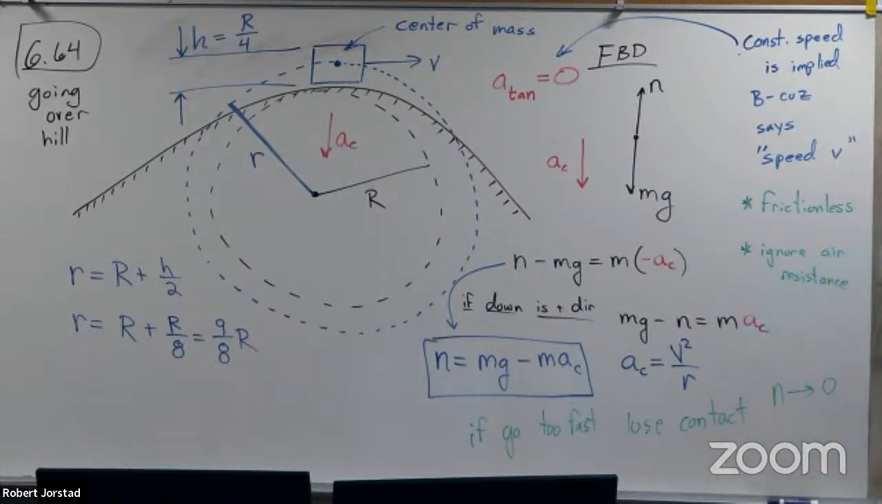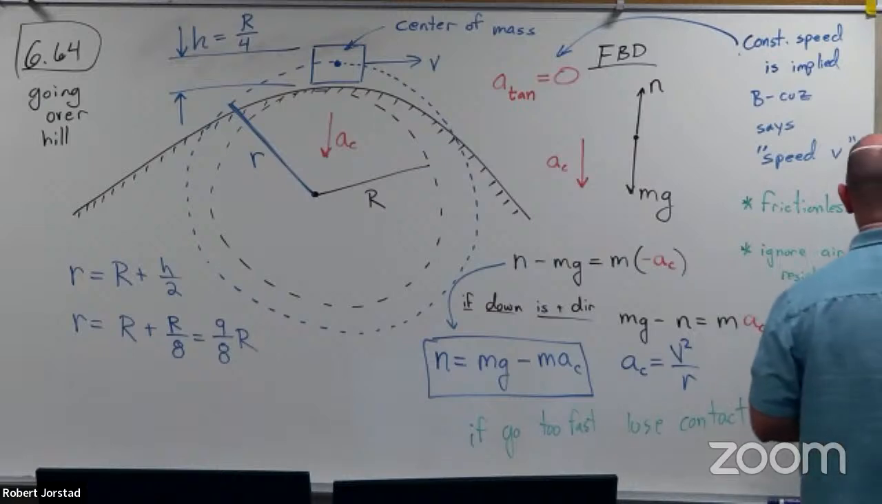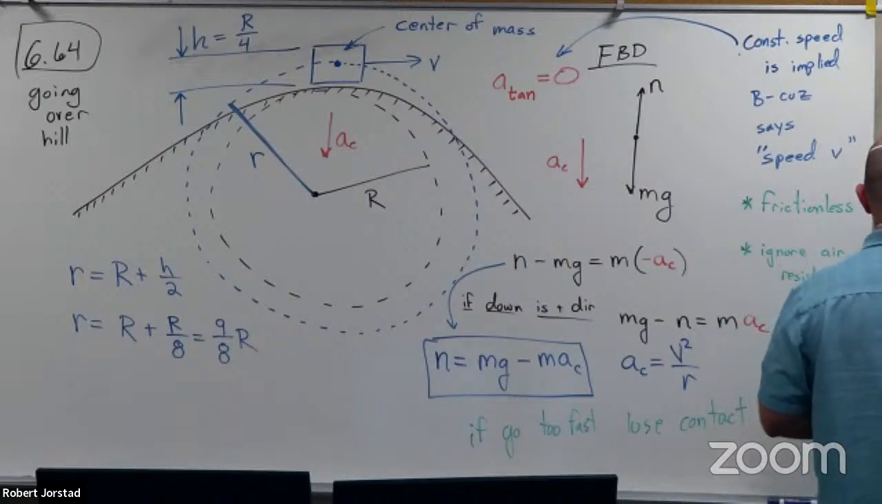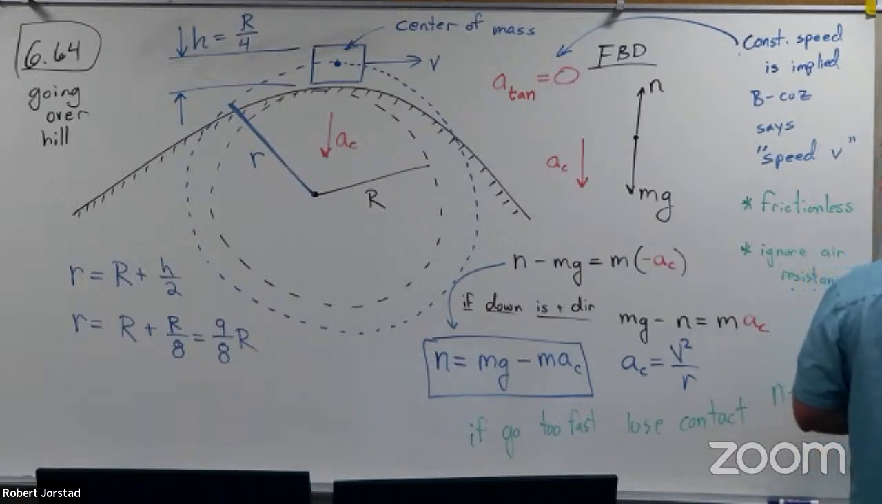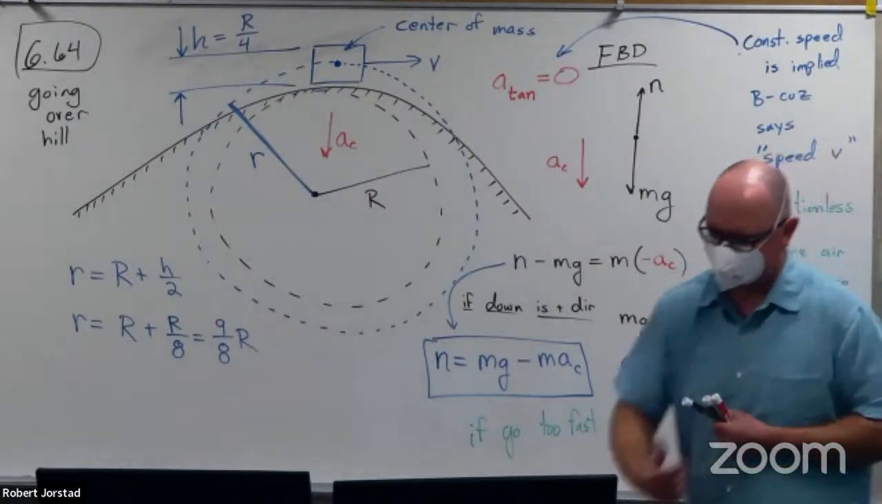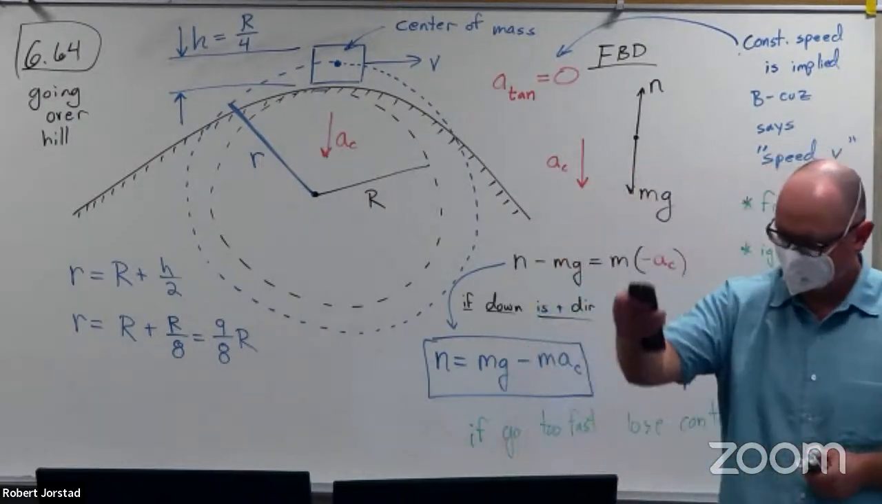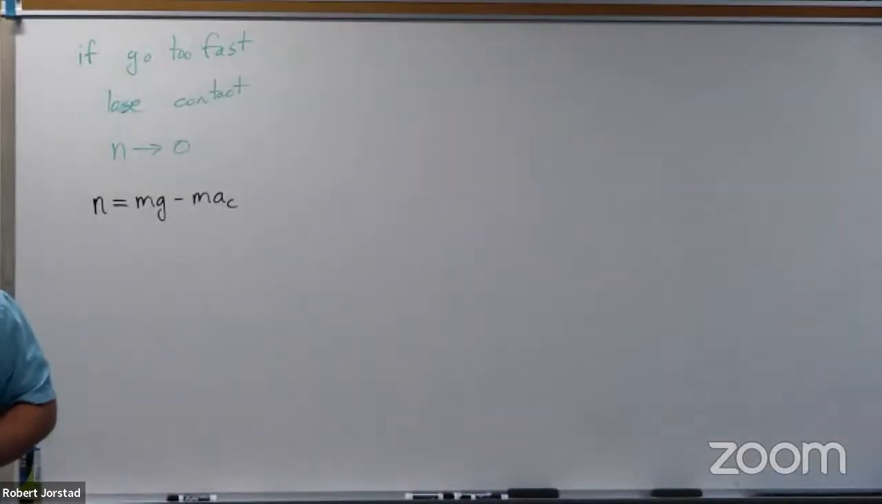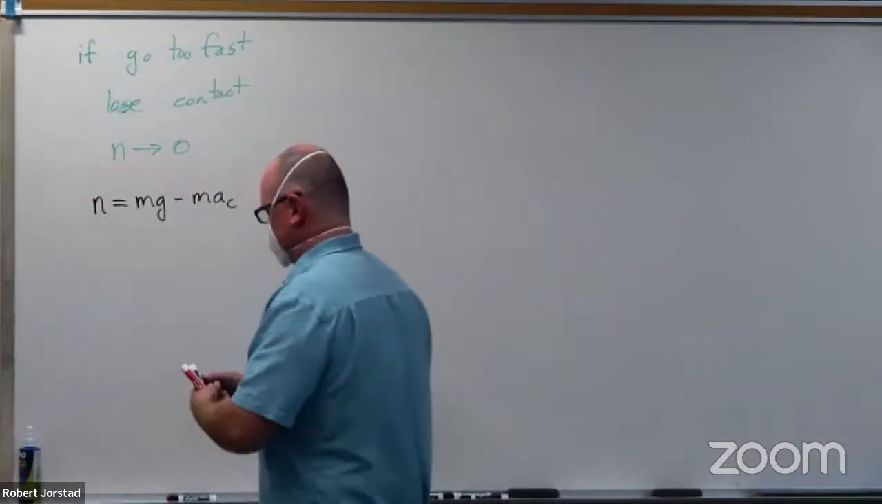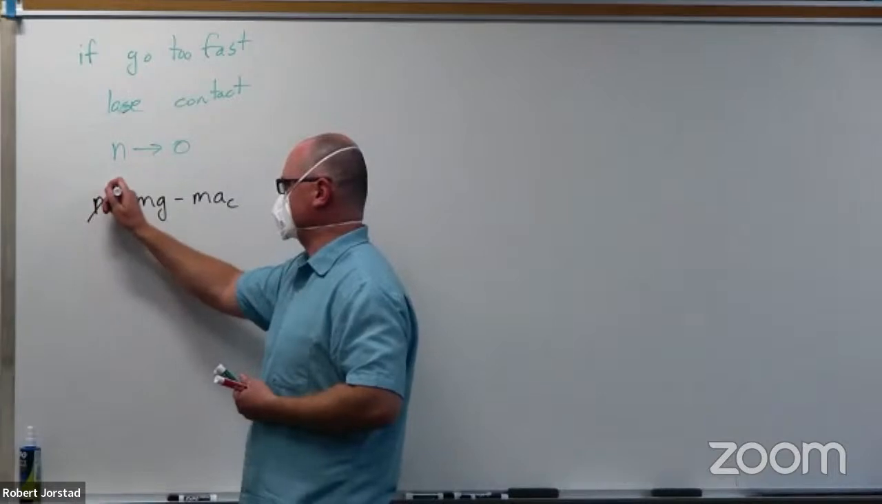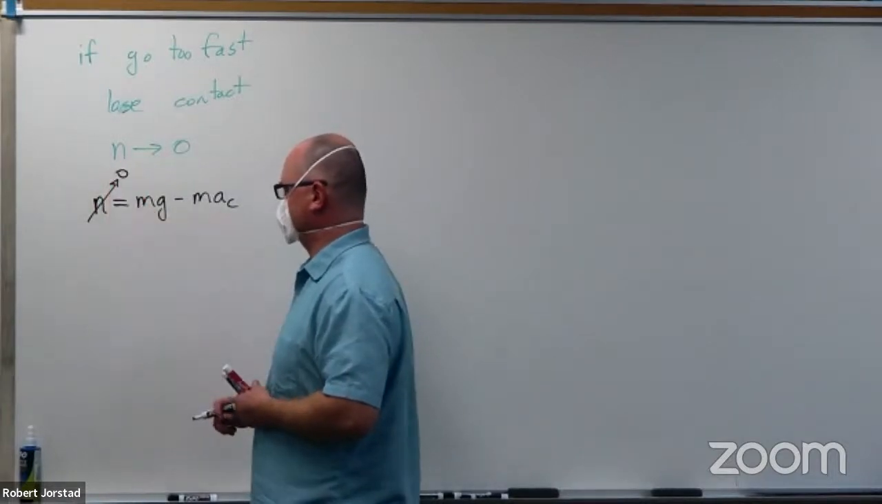Then I'm going to rewrite this equation and I'm going to change my. Now I'm going to switch boards. Okay. If the normal force goes to 0, what do we learn? What drops out?